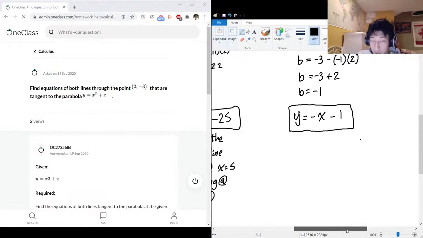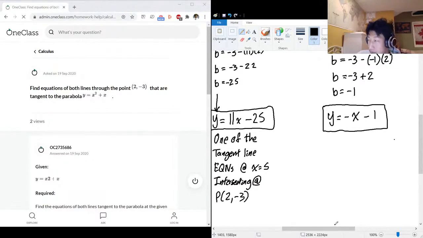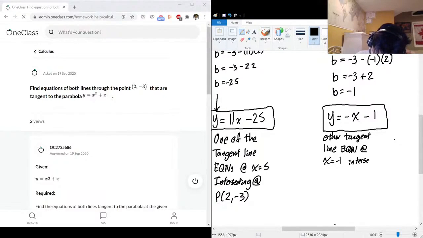Cool. And this would be our second, other tangent line equation at x equals negative 1 intersecting at P (2, negative 3).